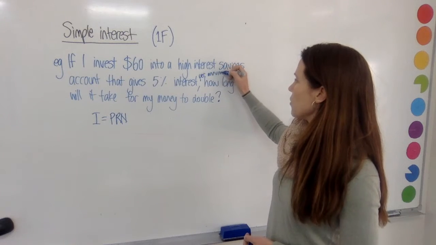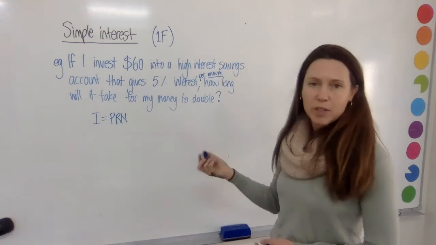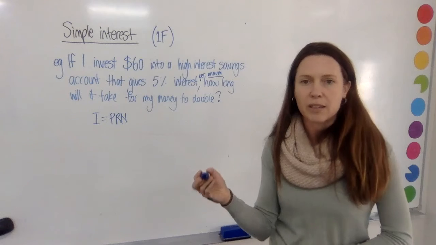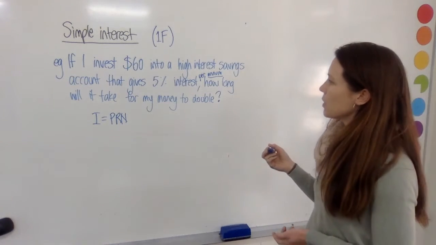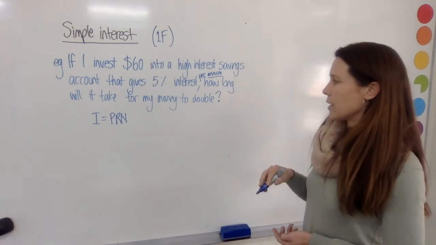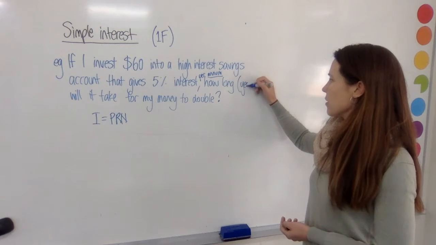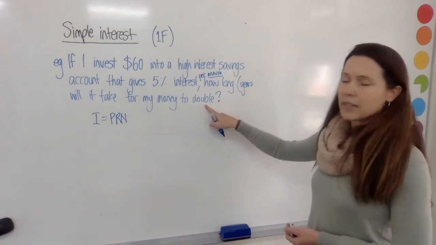Now, we didn't use that terminology before. Per annum is a really common one. It means per year. Annum is just Latin for year. How long will it take, and I should write here in years, for my money to double?